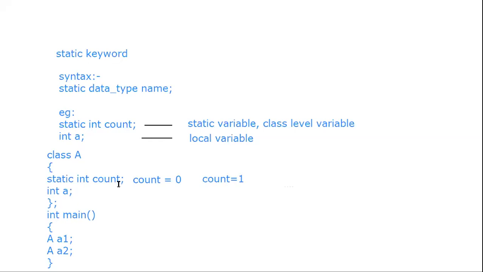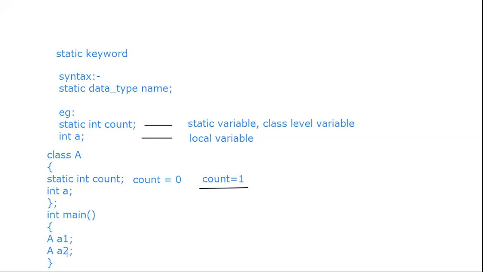In that case, whatever objects are created for that class, a static variable is a single copy for that class. So whenever you create a new object of that class, it accesses the newest value of that static variable. With the help of the a2 object, we access this value, count equals 1, because this is the latest value of that static variable. And with respect to the normal local variable, just try to understand the difference between a normal local variable and a static variable.